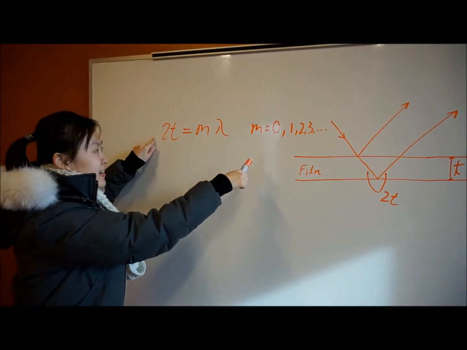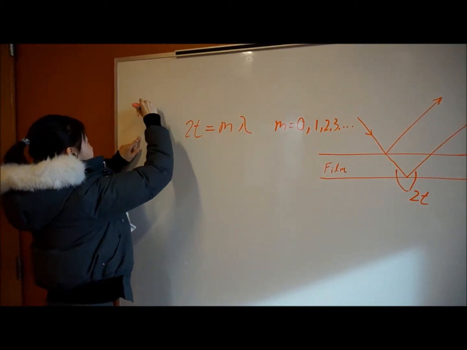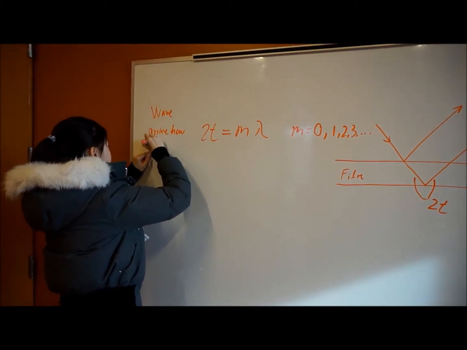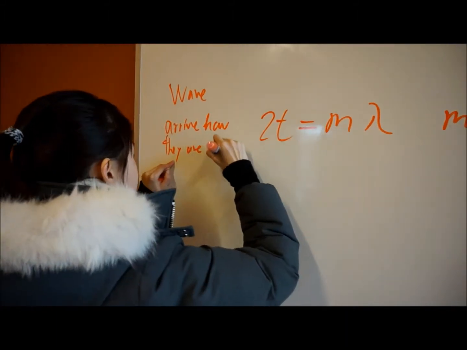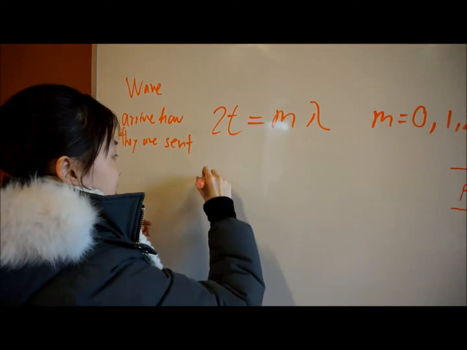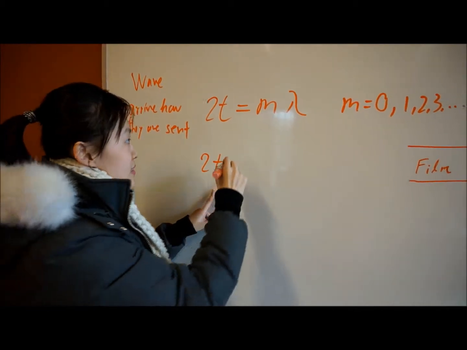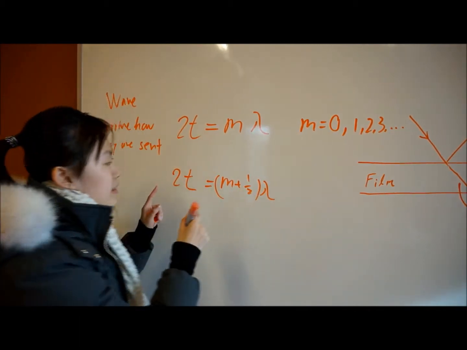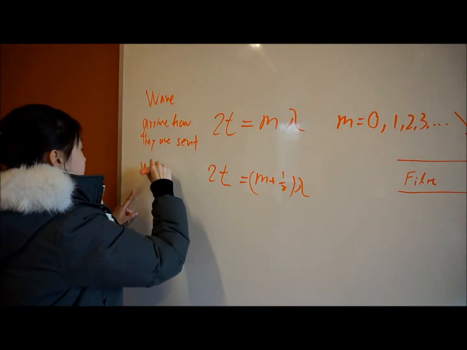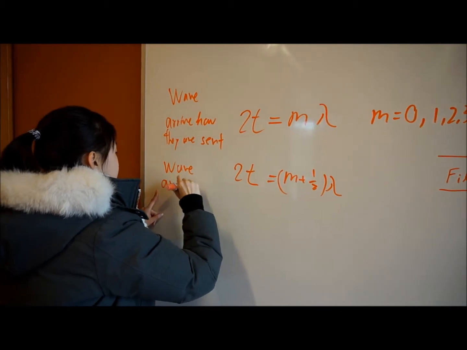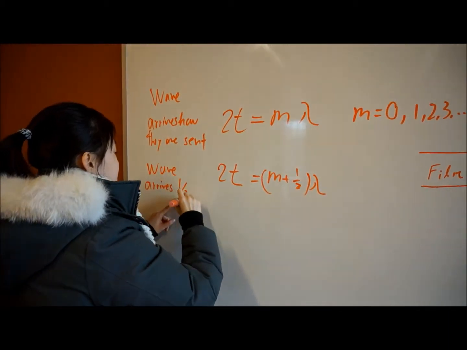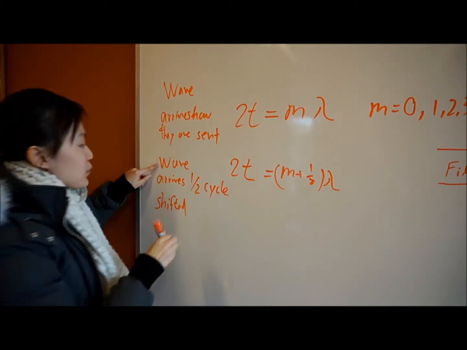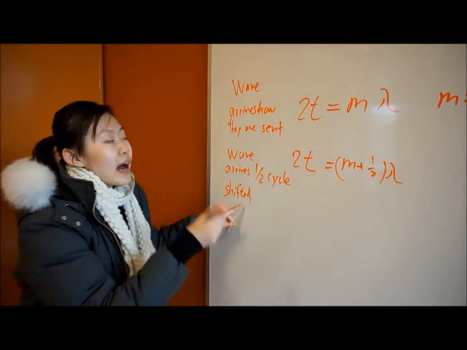In this equation, the wave arrives the same way it was sent. The second equation, where the path difference 2t equals (m plus a half) lambda. In this equation, the wave arrives half cycle shifted from how it was sent.